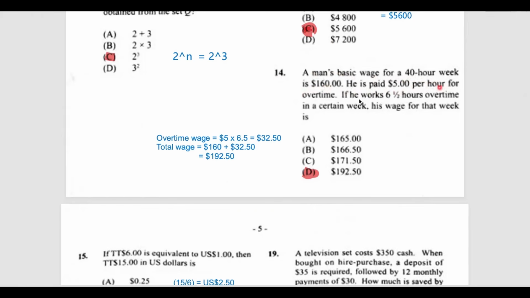Number 14, a man's basic wage for a 40-hour week is $160. He's paid $5 per hour for overtime. If he works 6.5 hours overtime in a certain week, his wage for that week is... Well, the overtime wage is the first thing we need to work out. It'll be $5, which is the overtime hourly rate, by 6.5. When you multiply that, you get $32.50. You then add that to your 160, which is the basic wage. You get a total of $192.50. D as in dog there.